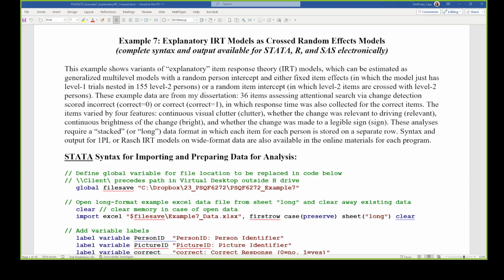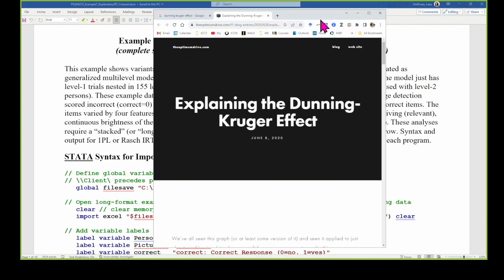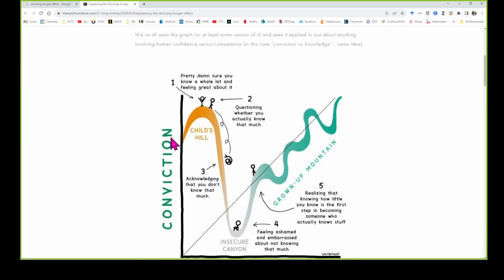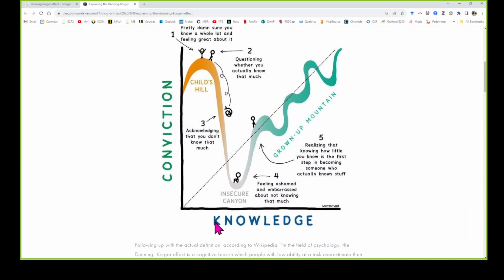Okay, I gotta open this. The Dunning-Kruger effect. Okay, so there's conviction on the y-axis and knowledge on the x-axis. And stage 1 is pretty damn sure you know a whole lot and feel great about it, which we call Child's Hill. That is accurate. Ask a 5-year-old if they're good at something. They are the best there ever was and the best there ever will be. A 7-year-old, it works for 7-year-olds as well. 7-year-olds also very confident about their abilities.